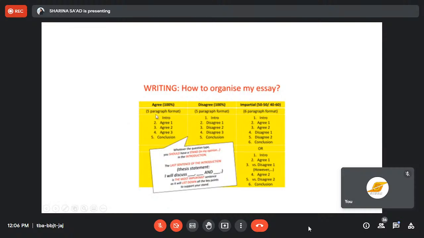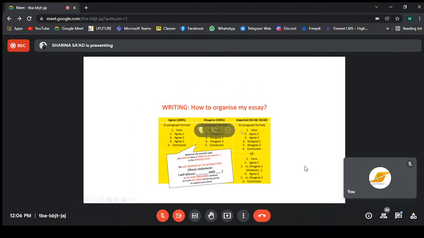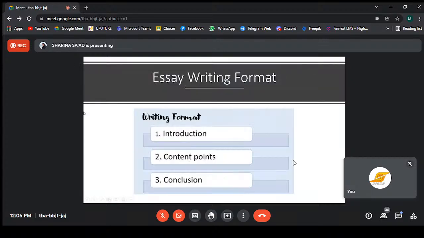So my suggestion is stick to the 5 paragraphs. However, if you have the time and you think that you want to be writing about impartial agreement, you go ahead, you can write the 6 paragraphs, but do not exceed the time limit. Okay, remember you only have 50 minutes.